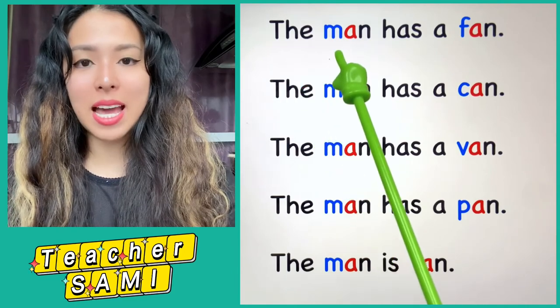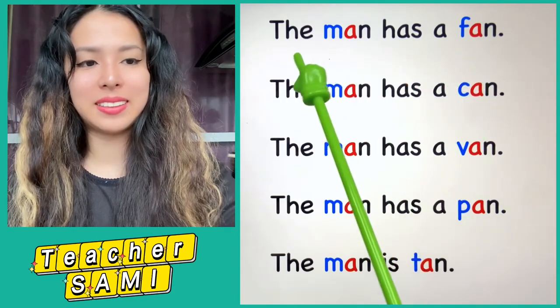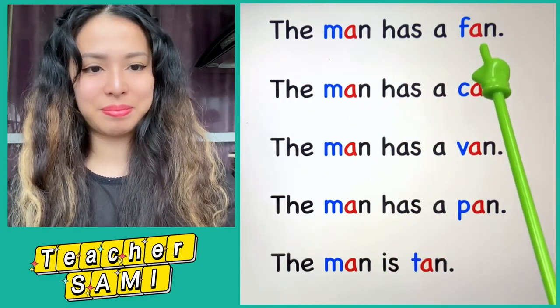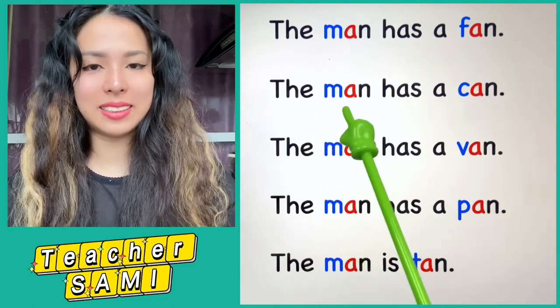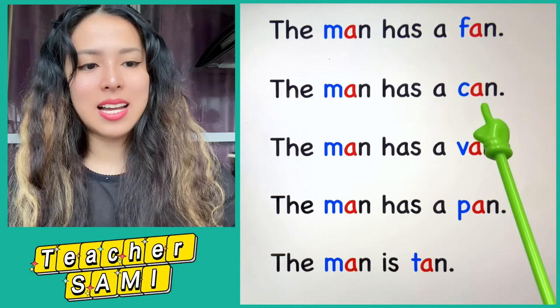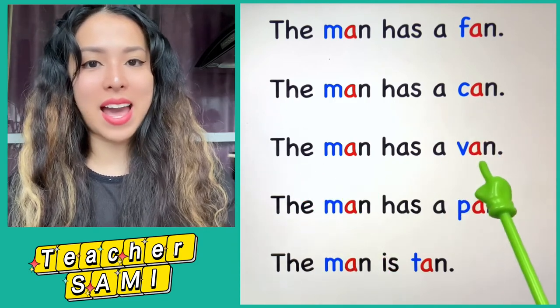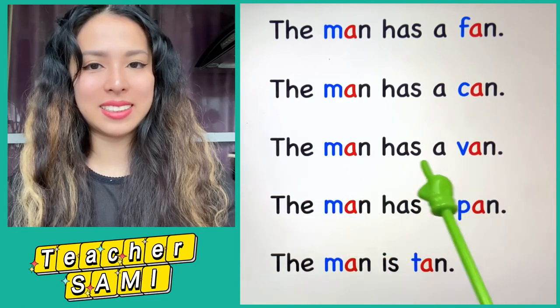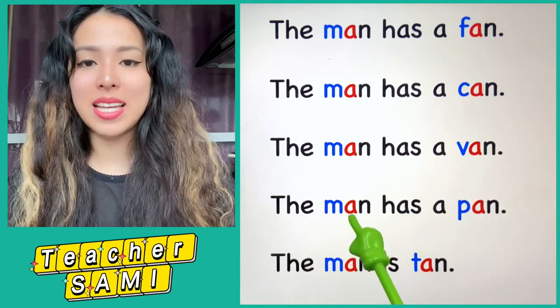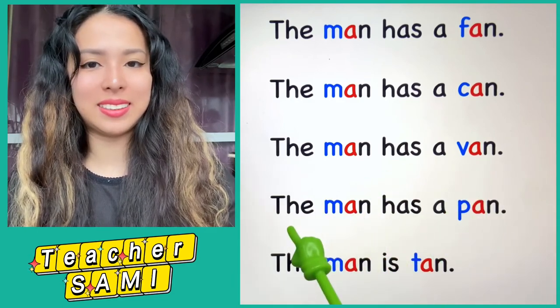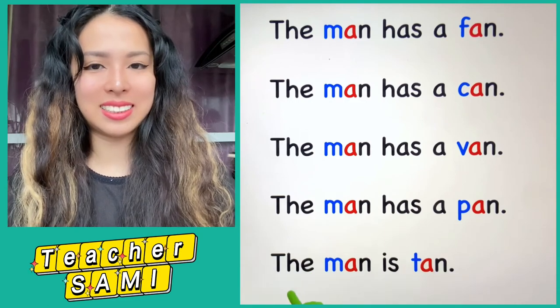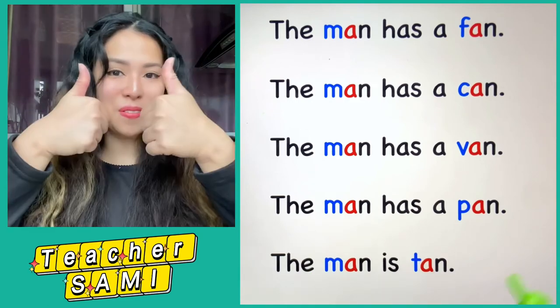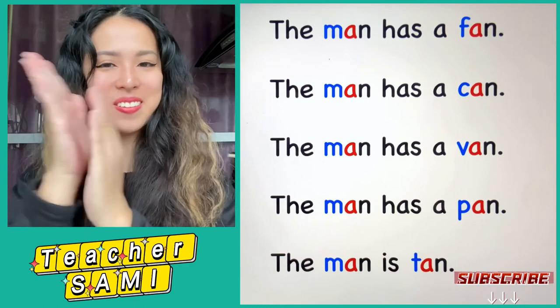The man has a fan. The man has a can. The man has a van. The man has a pen. The man is ten. Very good. You did great.